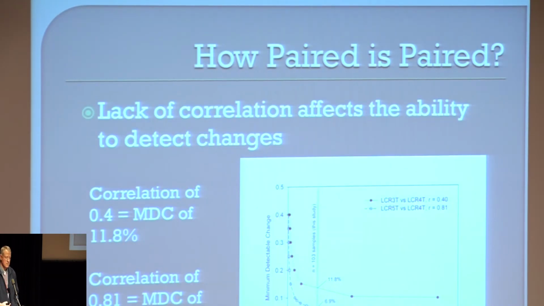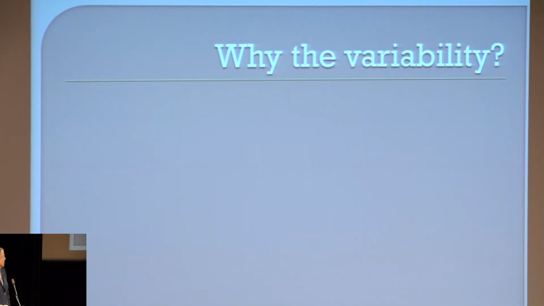To emphasize the point in a slightly different way, if we look at just how well they're correlated, the difference between a correlation coefficient of 0.4 versus 0.8, given the same number of samples, would suggest that we're looking at big differences in how they're able to measure that change in the future. Okay, we could spend more time on this, but in the interest of time, let's move forward.